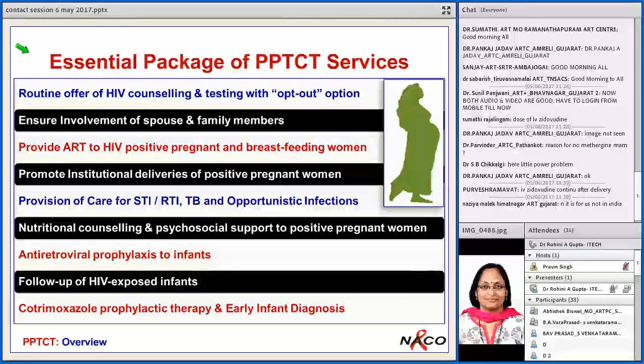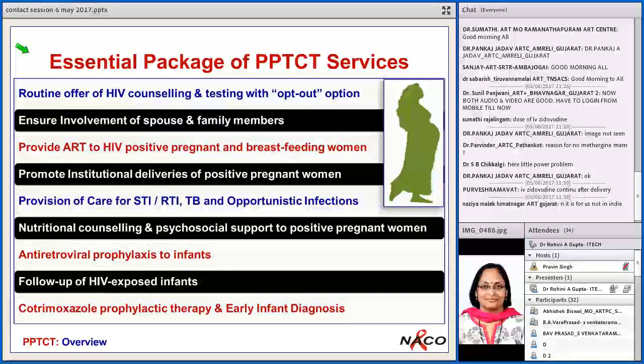So what is the essential package of PPTCT in India? One is the routine offer of HIV counseling and testing with an opt-out option for all pregnant women coming. It should be implemented even in the private sector. Ensure involvement of the husband and family members. If diagnosed HIV infected, the pregnant mother must be started on lifelong ART, and she should be adherent, and it should continue during the breastfeeding period and lifelong.